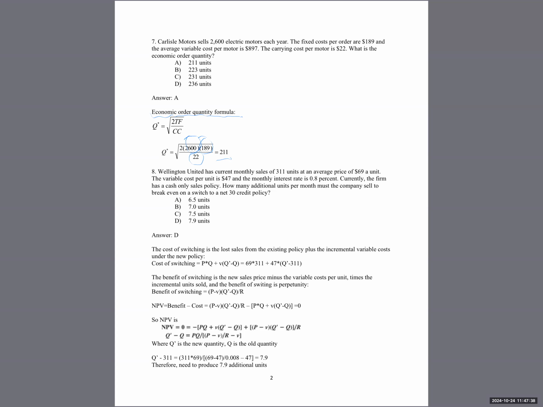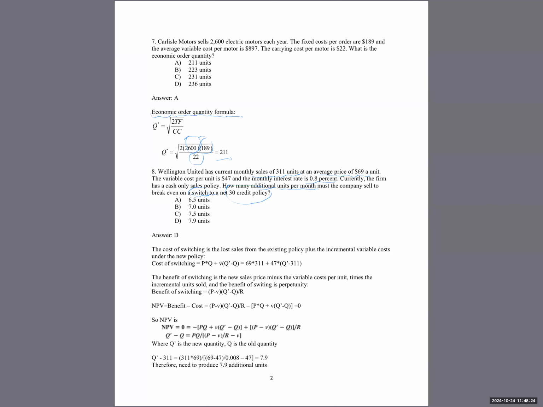Question 8. Wellington United currently has monthly sales of 311 units at an average price of $69 a unit. The variable cost per unit is $47. The monthly interest rate is 8%. Currently, the firm has a cash-only sales policy. How many additional units per month must the company sell to break even on a switch to a net 30 credit policy? So this is about a switch.